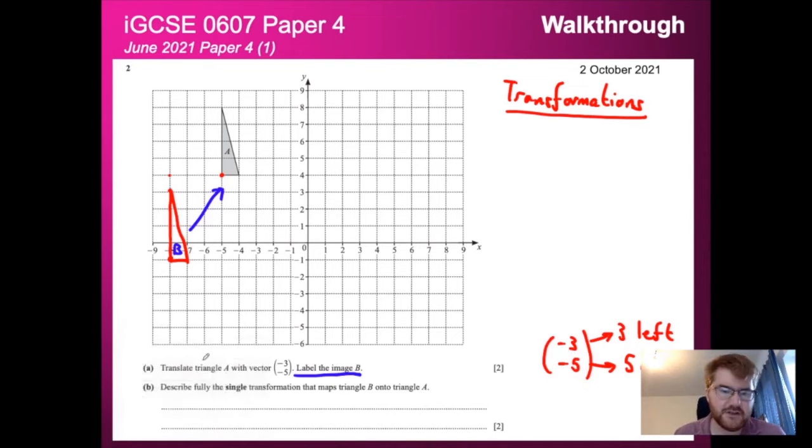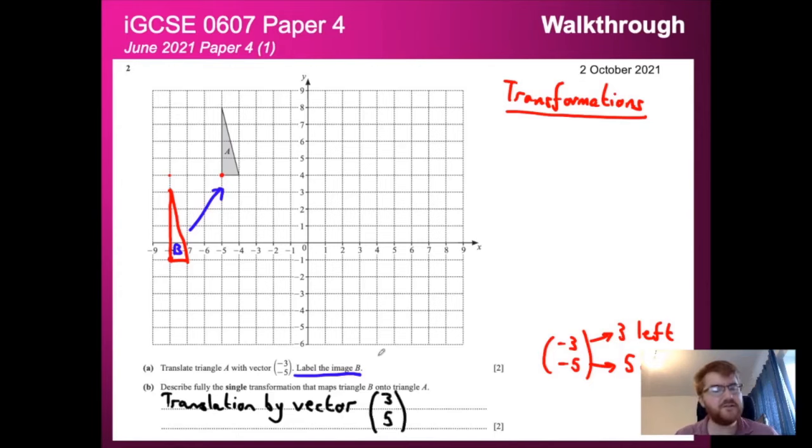It's still going to be a translation. So we're just moving the shape, and now we need to state what the vector is. Well, notice if we go back, we're essentially going to go 1, 2, 3 to the right, and 1, 2, 3, 4, 5 upwards. So it's exactly the same vector, but this time we make the numbers positive. Because instead of going 3 left and 5 down, we want to go 3 right and 5 upwards.